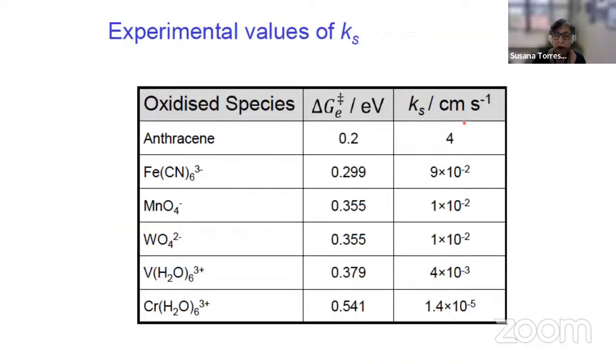Only to show you, we have, for example, experimental values of the standard rate constant for different oxidized species, which are very common in electrochemistry, for example, anthracene, ferricinium, permanganate, and these others that we are talking about. We can see that the changes in the value of delta G seem not so important, but they lead to very, very different changes in the standard rate constant.